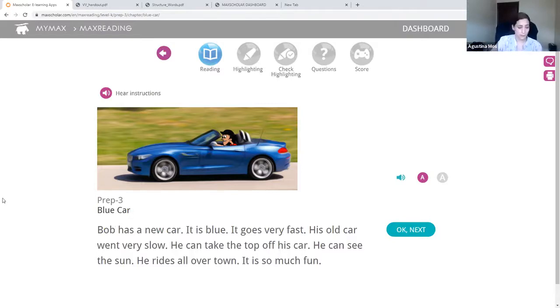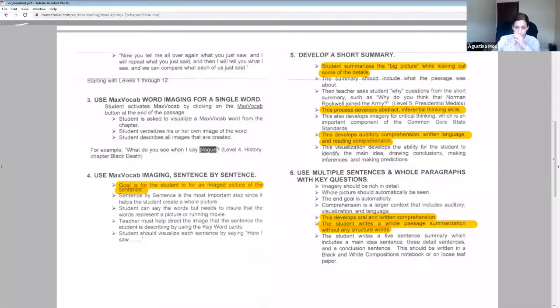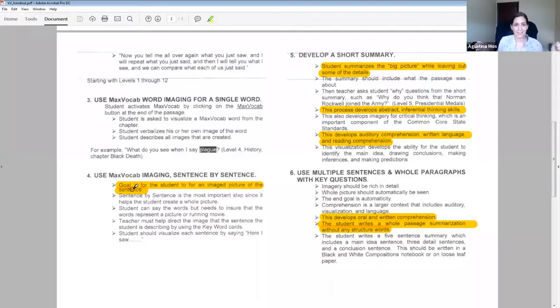Eventually, this will become paragraphs, entire stories, etc. So again, the goal is for the student to create that picture, create that movie in their head, and add to that movie, to that picture, so that with every question that I ask, every sentence that I say about it, that picture becomes more and more and more clear.